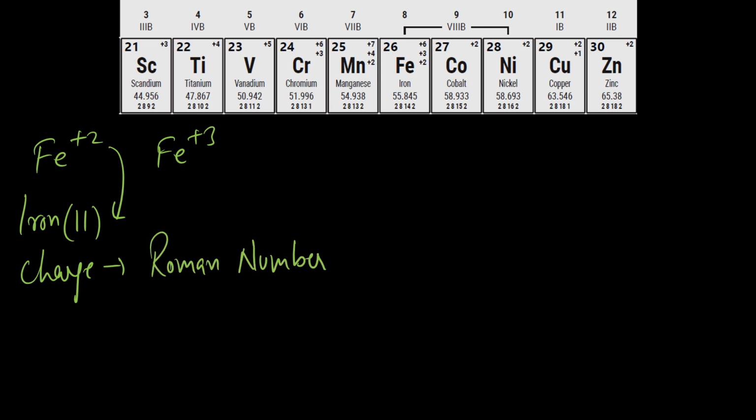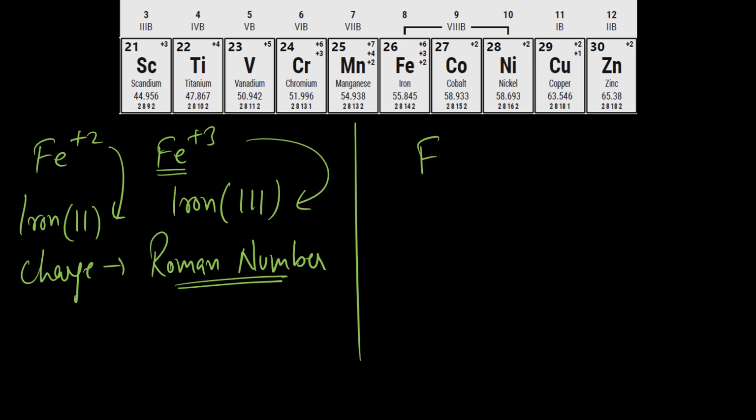Now similarly, you can see for next, again I am having Fe with +3. So in this case for Fe I am going to write iron, while for 3, this 3 should be written in Roman number. Now how to write its name? Let's see, I am having iron chloride.